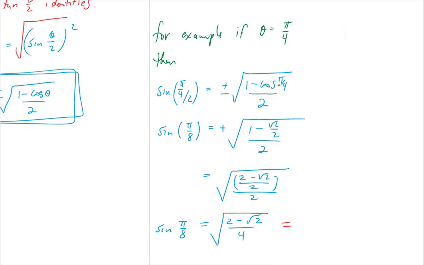Books will take this a step further and simplify again. In the numerator, we have the square root of 2 minus root 2, and since we can square root 4, then the bottom becomes 2. And there would be the exact value for the sine of pi over 8.